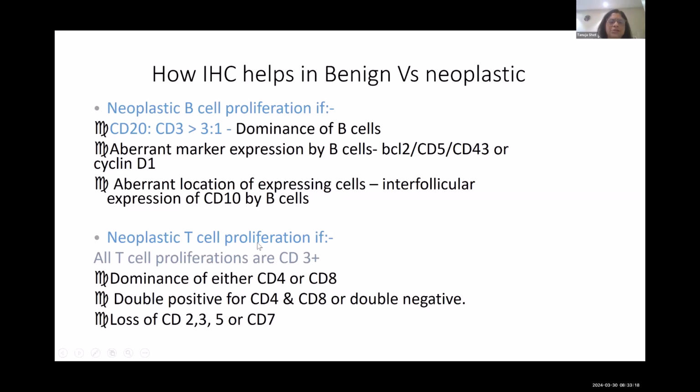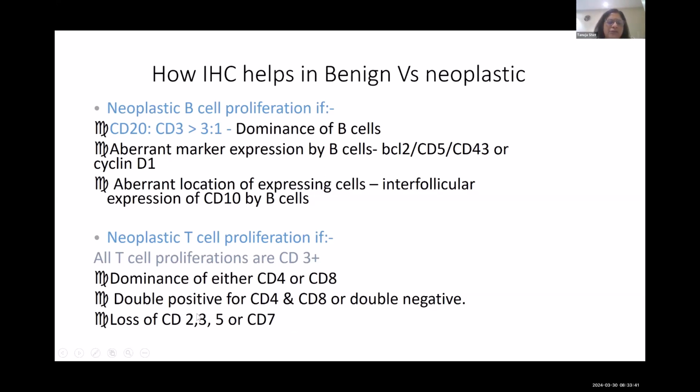Now, in neoplastic T cell proliferation, there's a little bit of a problem, because whether benign or malignant, everything is CD3 positive. Then we look for clonality. Clonality means one type of cells only. So if you see only CD4 positive cells, or if you see only CD8 positive cells, then you're probably dealing with a lymphoma. And if you have cells that are double positive for CD4 and CD8 or double negative, that's also an abnormal population of T cells.